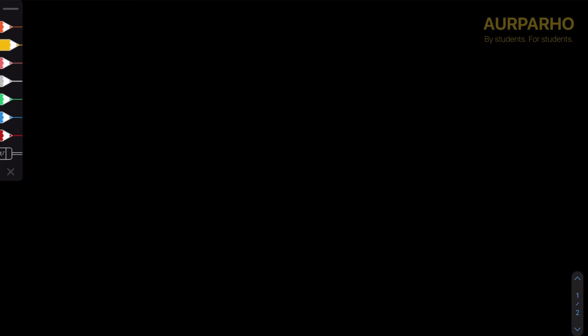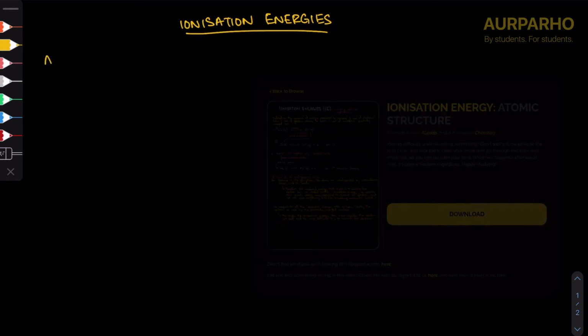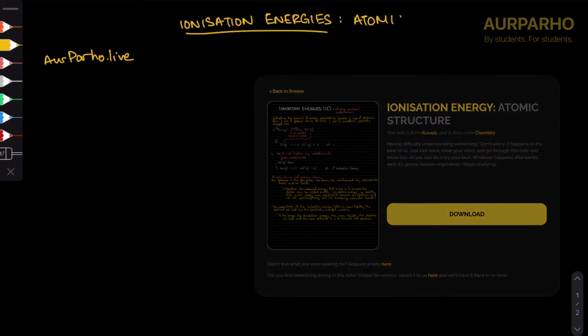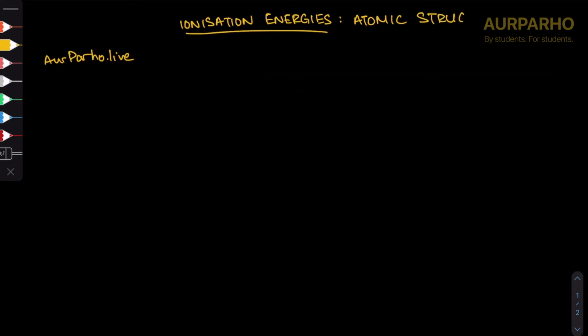आज का टॉपिक है ionization energies. Ionization energies is part of the atomic structure chapter in the AS level chemistry syllabus. And the accompanying note for this can be found on AurParho.live. It's called: ionization energies atomic structure. So let's begin.